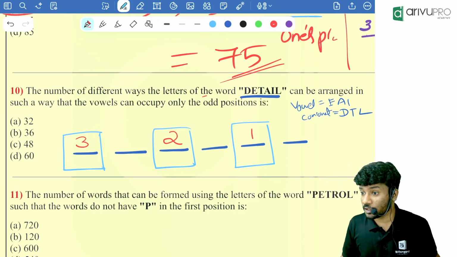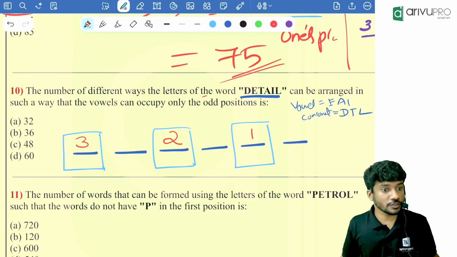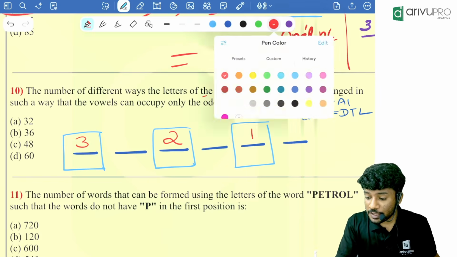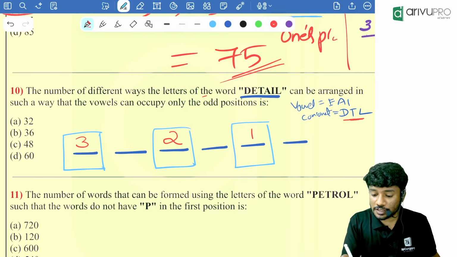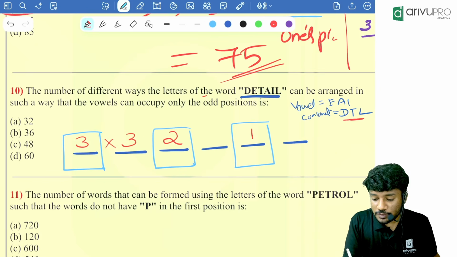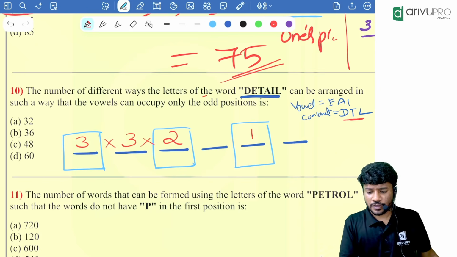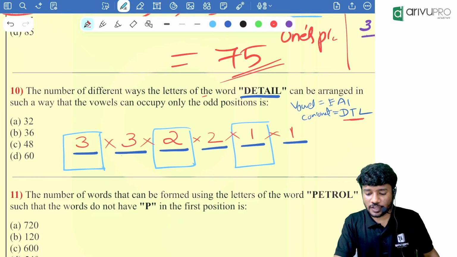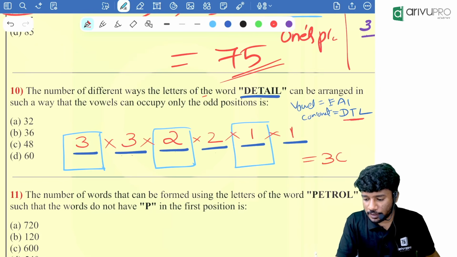Will we stop after that? No, we need to fill the consonants also. How many consonants are there? 3 consonants. Out of the 3 consonants, how many can sit in this place? Any of the 3. If one person already sat, how many are remaining? 2. If 2 people already sat, how many are remaining? 1. So the answer is 3 into 3 into 2 into 2 into 1 into 1.